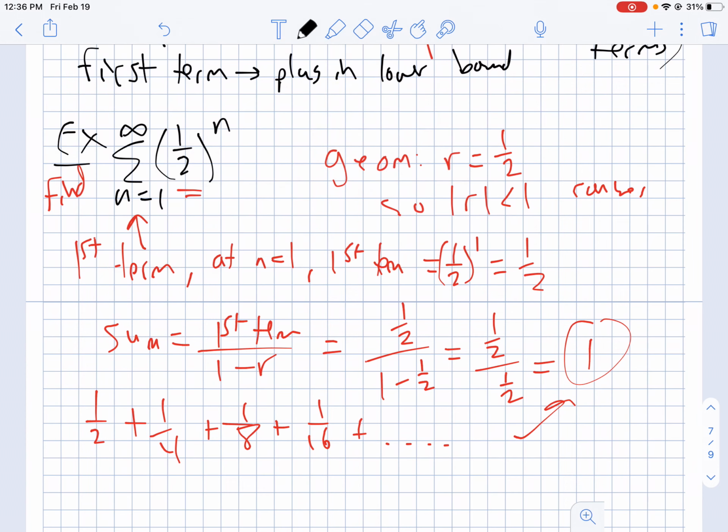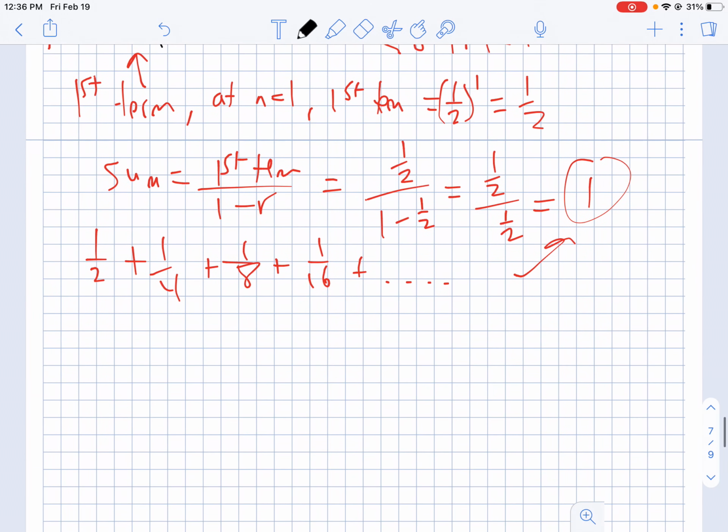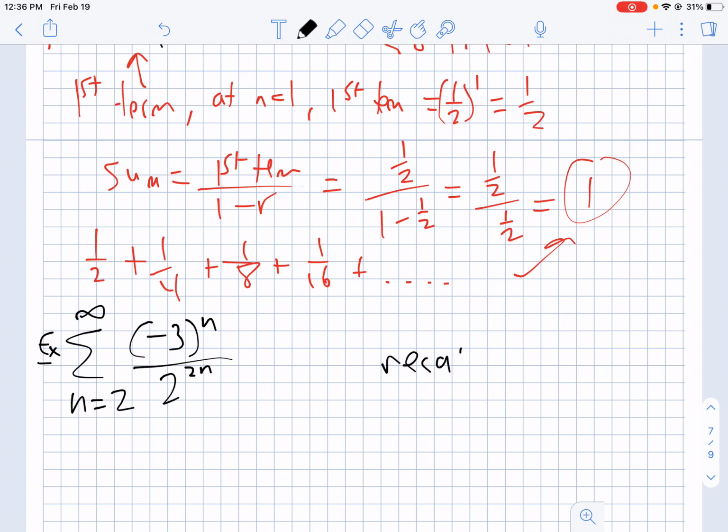Let's take a look at a couple more. So let's take a look, for example, at the sum from 2 to infinity of -3 to the n over 2 to the 2n. Now, what's that? You say 2n? What's going on there? Well, I want to remind you guys that if you have 2 to the 2n, that's actually equal to 2 squared to the n. Because what that means is you multiply the powers, and you get back to 2 squared, which is 4, to the nth power.